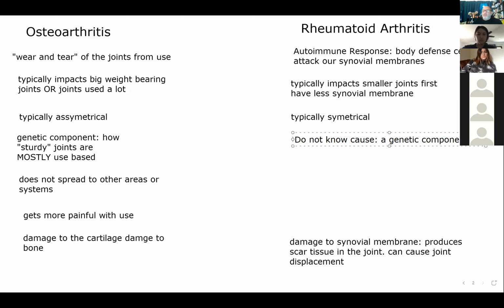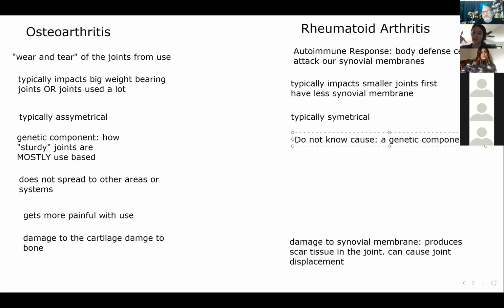Yes, if the synovial membrane is destroyed, you can't make as much synovial fluid. So yes, both of these see a decrease in synovial fluid production, but one is just simply because of age. In this case, your immune system is attacking that synovial membrane and destroying that synovial membrane. So you have less functional synovial fluid. It's destroying the synovial membrane.